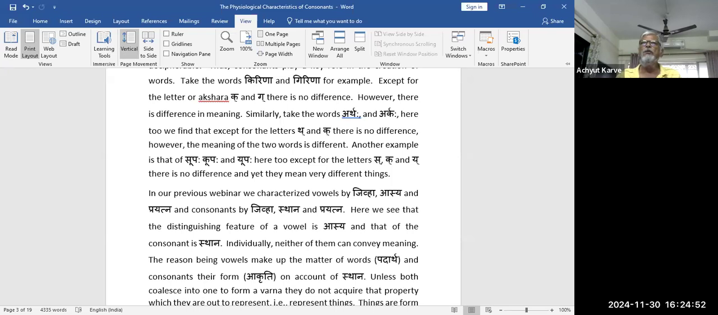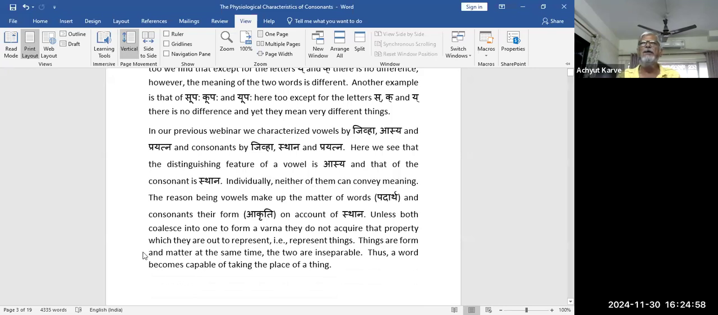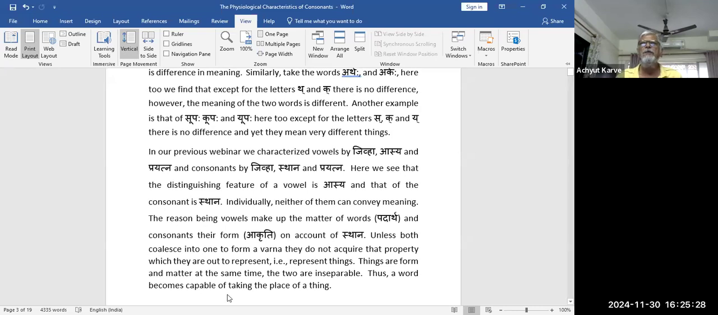Unless both coalesce into one to form a varna, they do not acquire that property which they are out to represent. That is, represent things. Things are form and matter at the same time. The two are inseparable. Thus, a word becomes capable of taking the place of a thing. So this is important. What consonants afford or give words is their akruti, their form. And therefore, investigation into the consonants is very important.